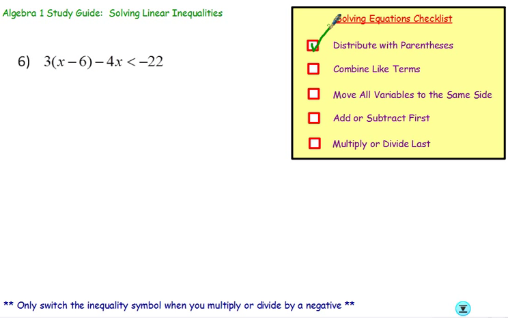And we're going to distribute with those parentheses. So I do see parentheses. I see a set of parentheses right there. So I'm going to take the 3. I'm going to circle it, and I'm going to draw an arrow to where I'm distributing. So 3 times x, which would be 3x, and then 3 times negative 6, which would be a negative 18.